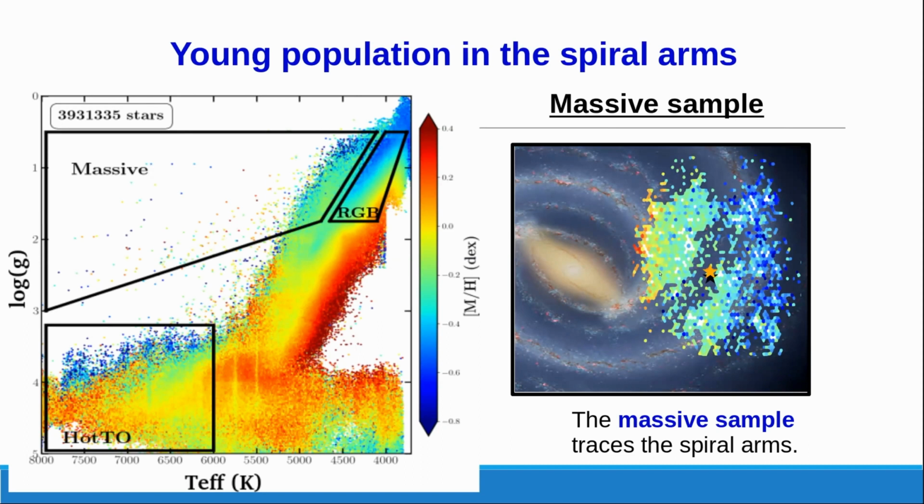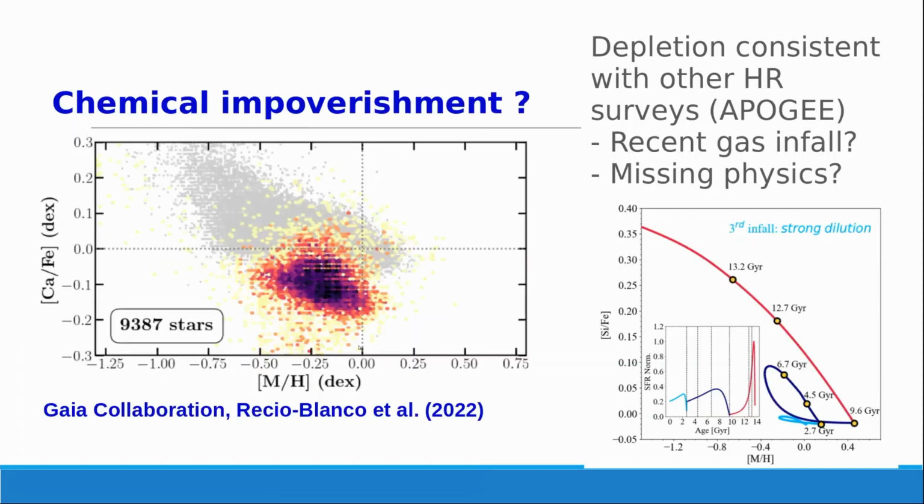The external spiral arms seem to be more metal rich than the inner ones, but they are more metal poor than the prediction of the models. Here we can see that they are more metal poor than expected.